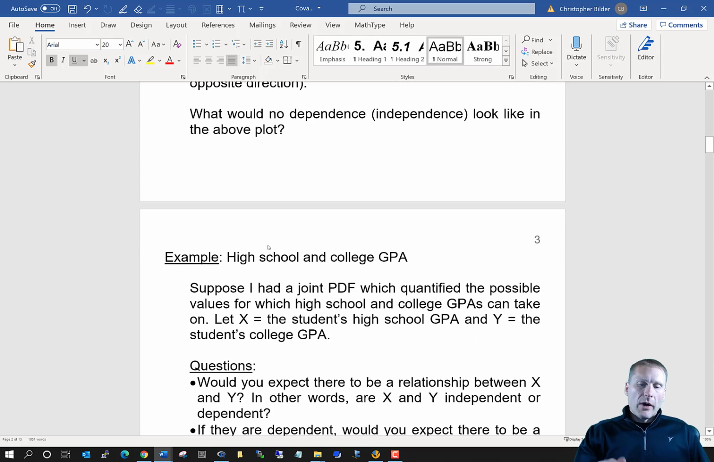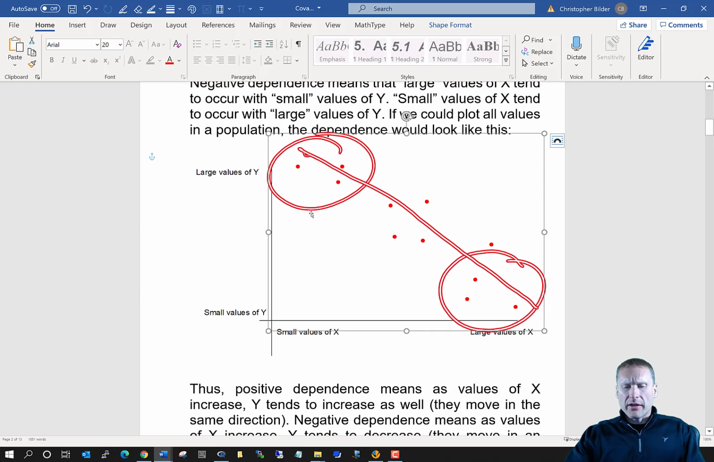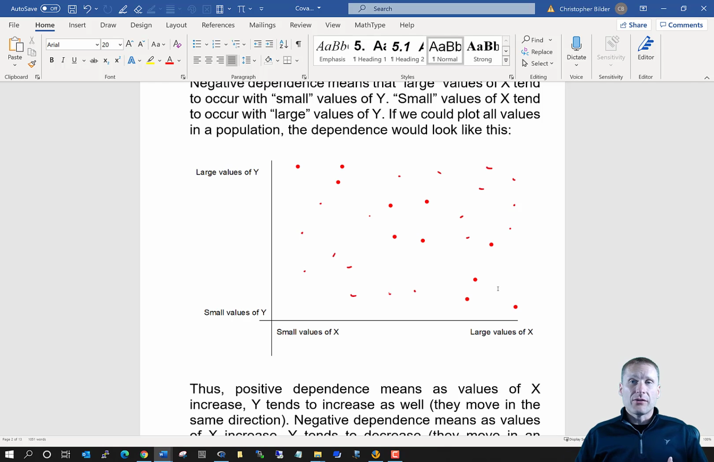Now here's a question then. Suppose that we have no dependence, or in other words, independence between x and y. What would this corresponding plot look like? Well, in that particular case, basically that means that there's no association between x and y. So I don't care what x is, y is just going to do its own thing, and vice versa. So in that particular case, you would expect to see something like this, just simply a random scattering of points. That would be no dependence, or a more concise way to put it, independence.